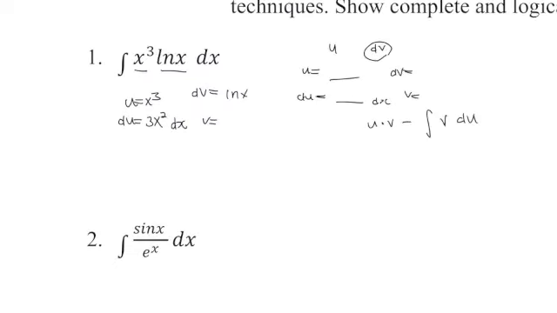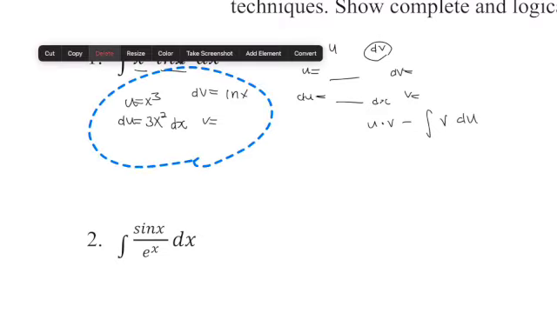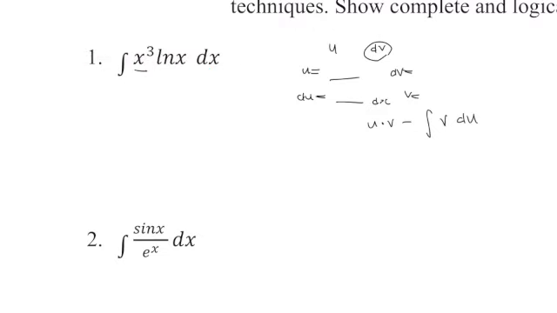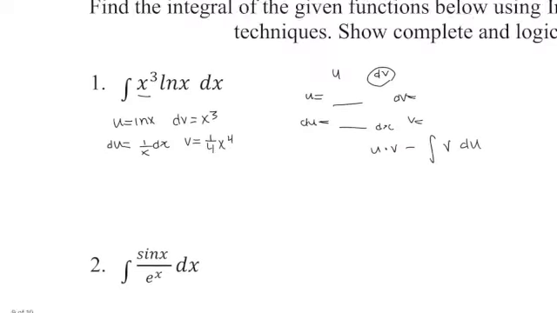Okay, so we're going to switch around. We're just going to say u equals ln x, because we already know the derivative of ln x, and so dv would be x to the third power. So du equals 1 over x dx, which is the derivative of ln x, and then v is the integral of x to the third power, which means 1/4 x to the fourth power. So this would be our basic organization before we start our integral.